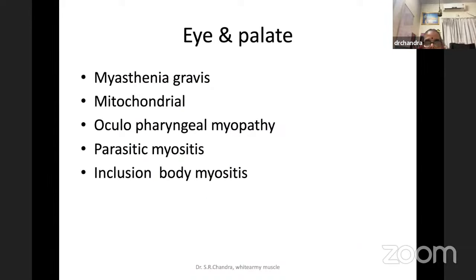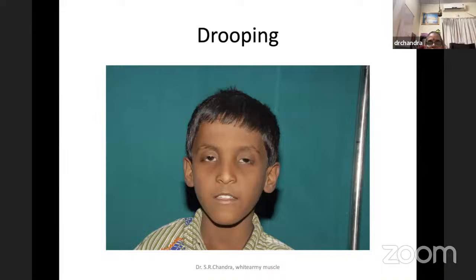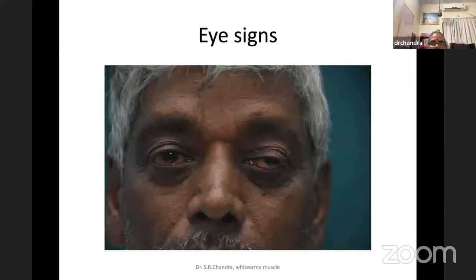When eyes and palate become involved: myasthenia, mitochondrial disease, oculopharyngeal myopathy, parasitic myositis, and inclusion body myositis. So we have noted down the pattern, then get the differential diagnosis and put your case into that basket. So this is a child with mitochondrial disease having bilateral drooping of the eyelid. And this is myasthenia, asymmetrical ptosis. The previous one is a symmetrical ptosis.